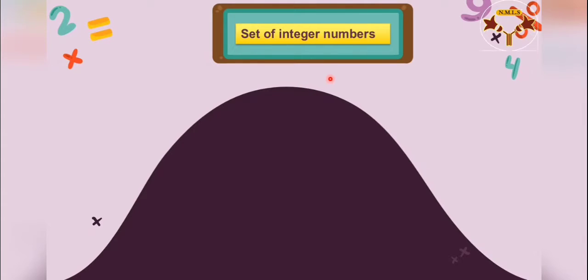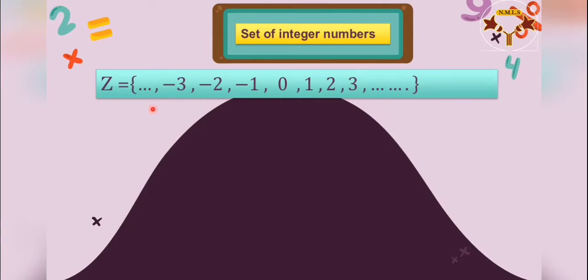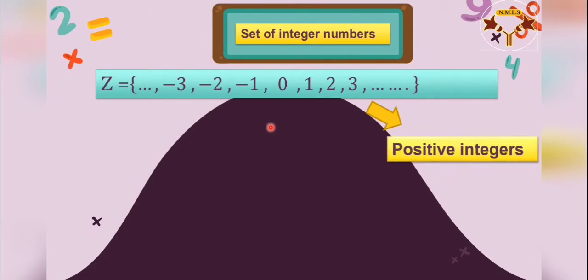When we combine all negative numbers with the positive numbers and the number 0 in one set, this set of numbers gets a special name in math, and we call it the set of integers, and we denote this set by capital Z. So Z is equal to the set of positive numbers and the set of negative numbers and the 0.